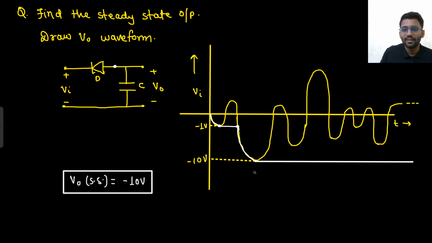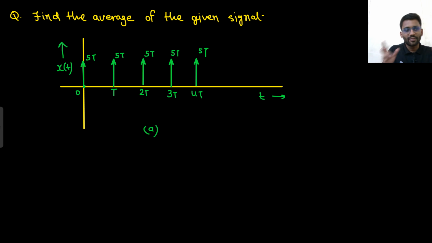Let's move on to the next concept. But before that, I want to test your knowledge. Your question is, you need to find the average value of this input waveform. This is the waveform given to you. Impulses are there. So what will be the average value?